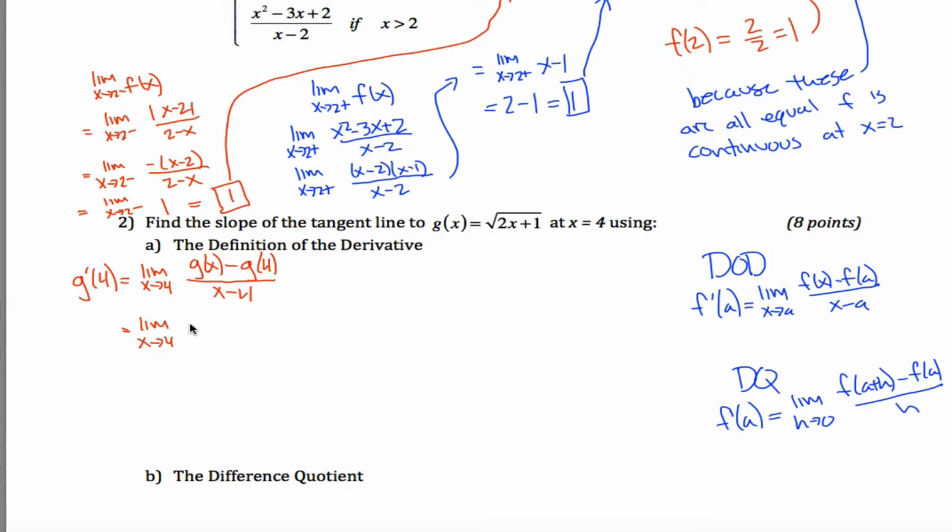And g of x is the square root of 2x plus 1, and g of 4 would be the square root of 2 times 4 plus 1, which is the square root of 9, which is just 3. So what I have is the limit as x approaches 4 of the square root of 2x plus 1 minus 3 divided by x minus 4.